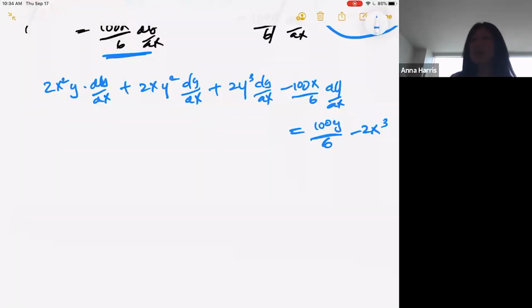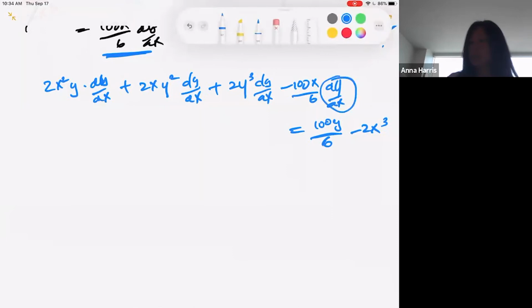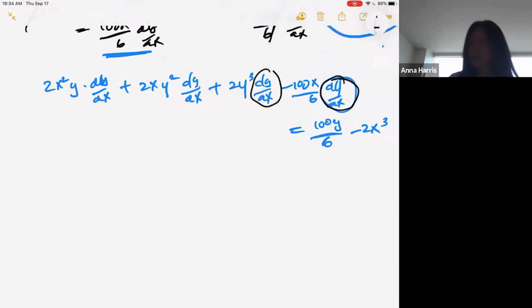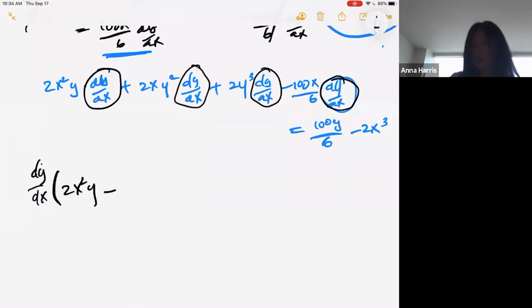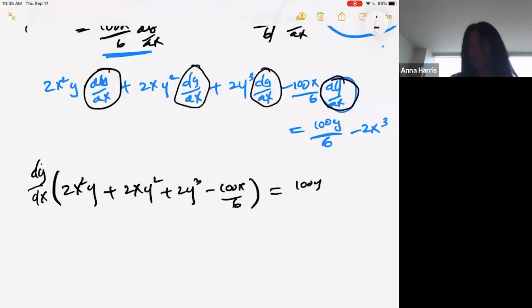Now look at the left-hand side. Everything has a dy dx, so I can factor that out. There's a dy dx, dy dx, dy dx, dy dx. So move that into the front as a common factor. And I am left with 2x squared y plus 2x y squared plus 2y to the third minus 100x over 6, everything over 100y over 6 equal to 2x to the third.